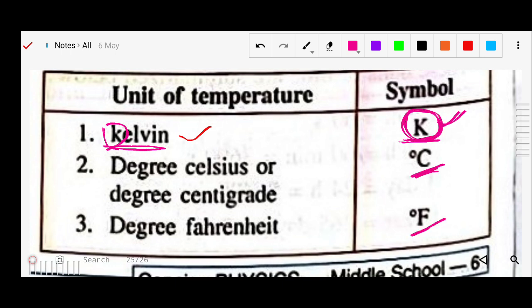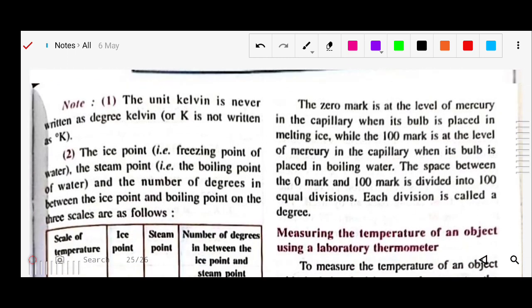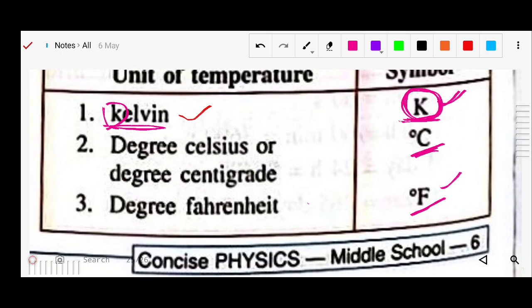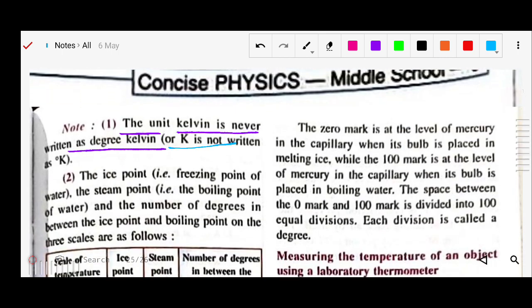This is the rule of writing, because Kelvin, Celsius and Fahrenheit are all named after scientists. The second one is degree Celsius, or degree centigrade. The third one is degree Fahrenheit, written as F. Now next, there is one note that you have to note down. The unit Kelvin is never written with a degree, unlike the others, which are all written as degree Celsius and so on. Did you notice it? This one has a degree, this one has a degree, but Kelvin is not written with a degree. It's a simple K. K is not written as degree Kelvin, right?